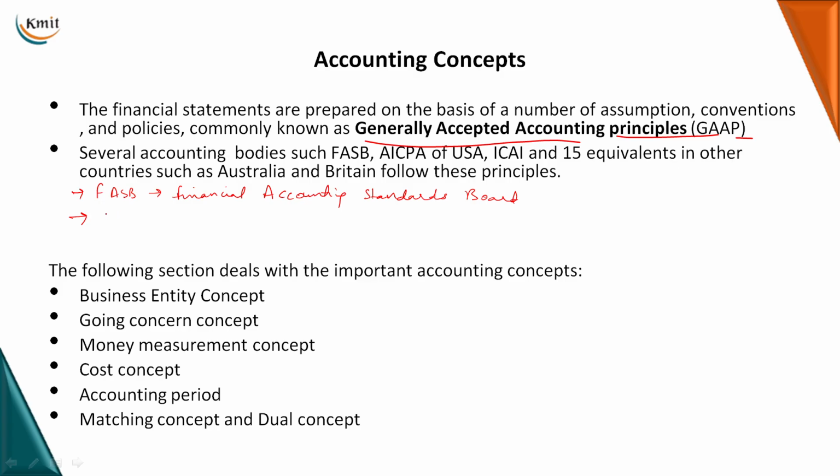Next one is AICPA, that is the American Institute of Certified Public Accountants, which is a national professional organization of certified public accountants, which issues authoritative standards, especially through its auditing standards and accounting standards.